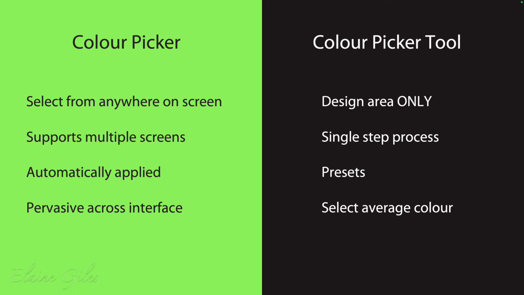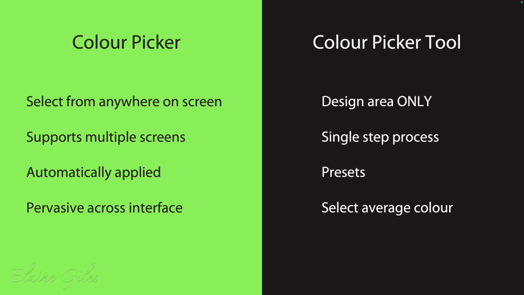The difference, if you've used Affinity before, it didn't used to automatically be applied, but now it is. So if you have something selected and you use the colour picker, it will automatically apply it. Used to be 2-3 steps. And that is pervasive across the interface, so you can pick from anywhere.